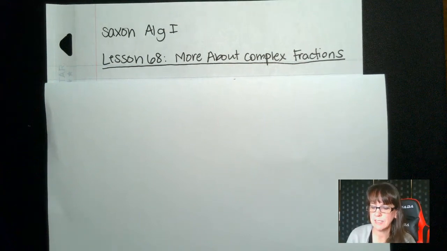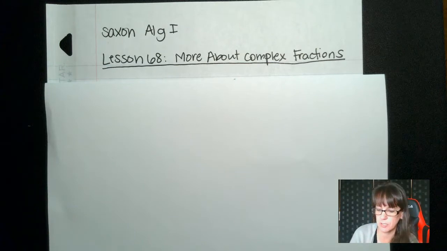Hi friends, Algebra 1, Saxon, 3rd edition, lesson 68. That's the orange book, by the way. We're talking more about complex fractions today. So let's take a look.